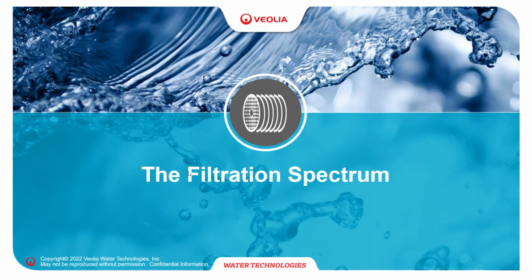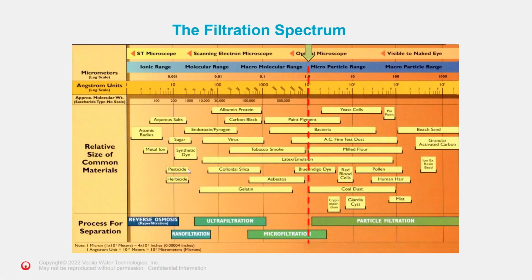So first, let's take a look at the filtration spectrum. In this chart, you can see the size of some of the common materials that we know. Their sizes are put in micrometers, or more commonly known as microns. Also shown here are the various processes that are used for separating them. The Precoat filters and particle filtration are focused on removing particles that are above 1 micron. So that's what we're going to be focused on today.